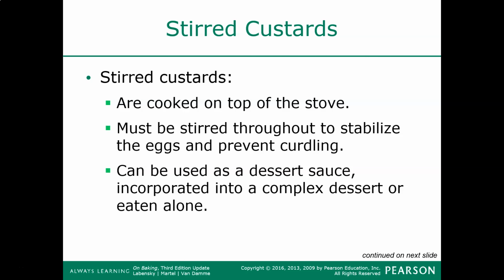Stirred custards are cooked on the stovetop, either directly in a saucepan or over a double boiler. They must be stirred throughout the cooking process to stabilize the eggs and prevent curdling. Curdling occurs when the egg proteins are overheated and overcoagulate, which forces any liquid trapped within the protein bonds to separate out of the mixture.